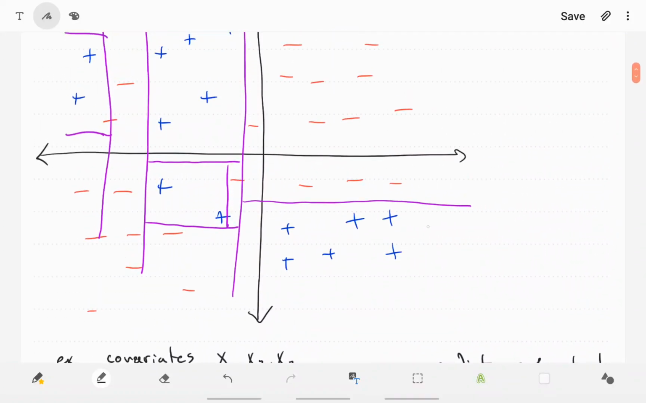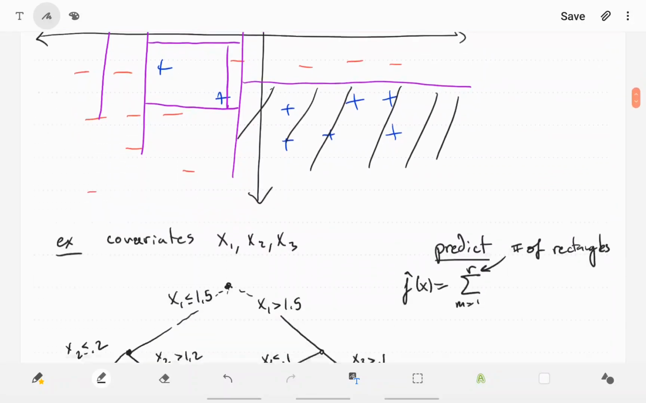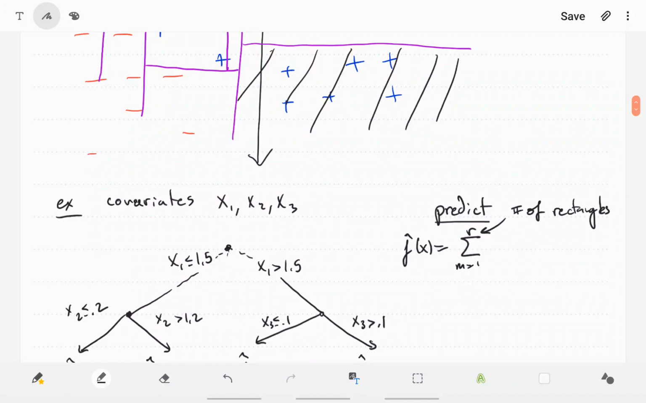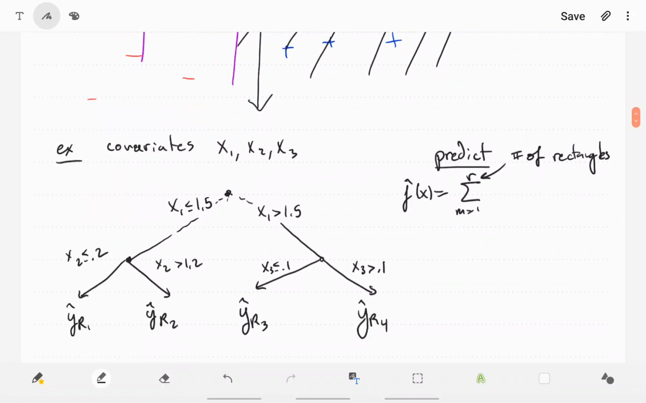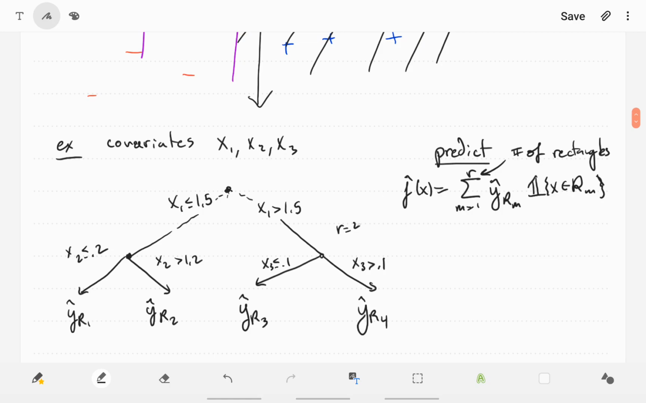So if you think about this, this whole area is one of these rectangular regions, for example, and it could be unbounded on some sides. So it's equal to the sum of these rectangular regions of the y hat r sub m, the y hat for that rectangular region, times the indicator of x within r sub m, where this R is just the number of these regions, which is also the number of leaf nodes. So for this tree, R is equal to 4.